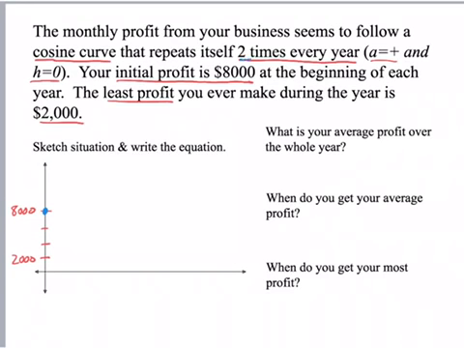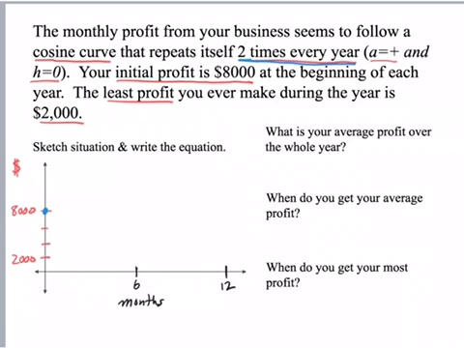Now, the interesting thing is this 2 times every year. Isn't a year 12 months? This axis is months, and this is profit, money. So if a year is 12 months, but I'm doing it 2 times every year, isn't a single period going to be 6 months? We're going to go cosine, cosine, because we have 2 cosine graphs within a year. So 1 cosine graph is within 6 months.